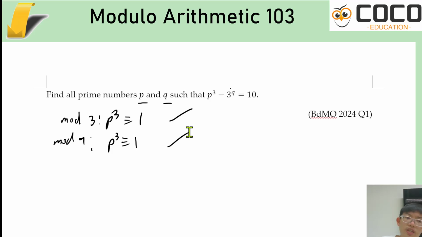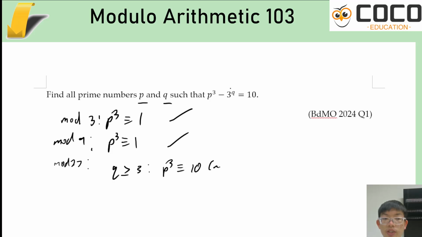Okay, so then you might say, what about if I take mod 27? Well, that leads to a bit of an annoying situation. If Q is greater than or equal to 3, now I've got P cubed is congruent to 10 mod 27. Can that happen or not? Well, mod 27 may take a while, you see. So if I take 1, 8, 27, 3 cubed is 27. Then after that, 64, well, that is 10. 4 cubed is 10 mod 27.